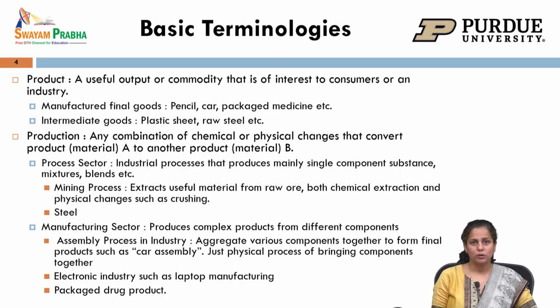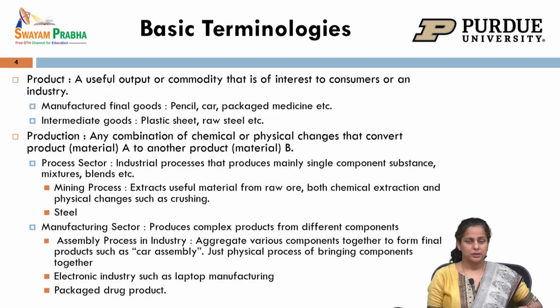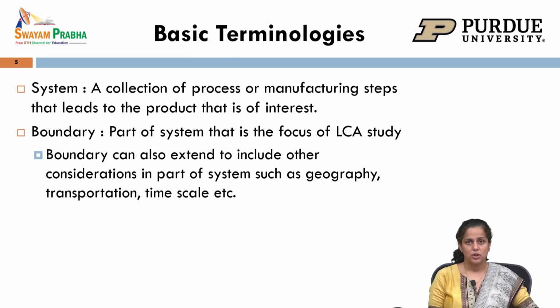So, that whole process is a little different and complex, and that comes under the manufacturing of the drug product. So, now we know about product and production. The next terminology used in LCA is system. So, every time you talk to a life cycle analyst, they will talk about system.